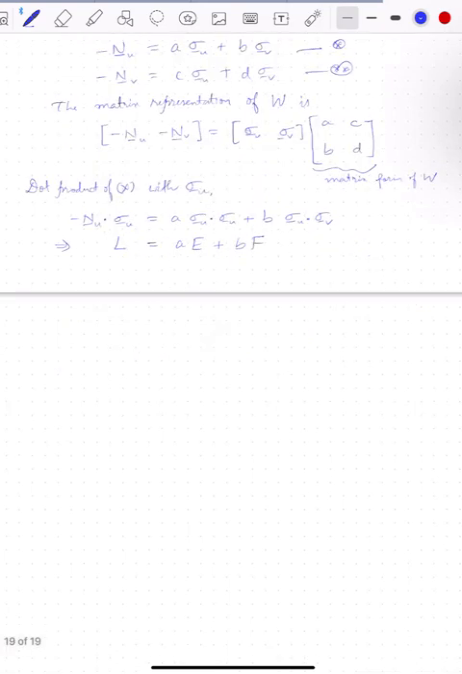Likewise, taking the dot product of this one with sigma v, we have minus nu dot sigma v is equal to a sigma u dot sigma v plus b sigma v dot sigma v. So this implies that minus nu dot sigma v was m, and here we have u dot v is f, and v dot v is g.